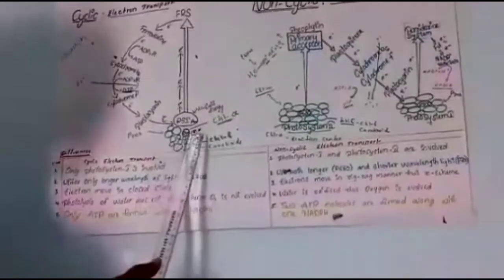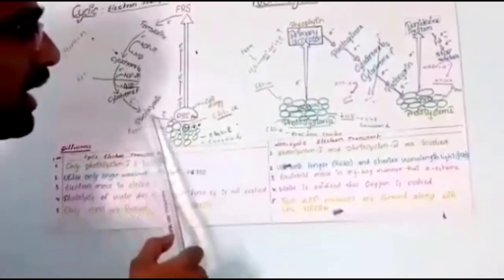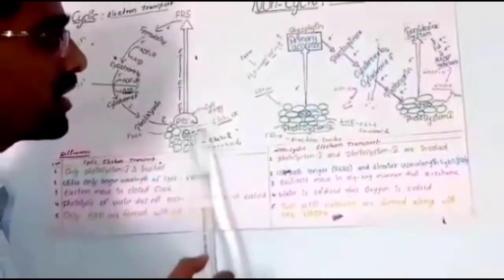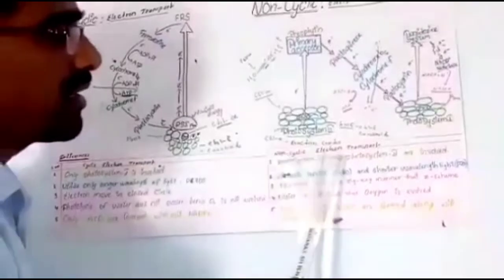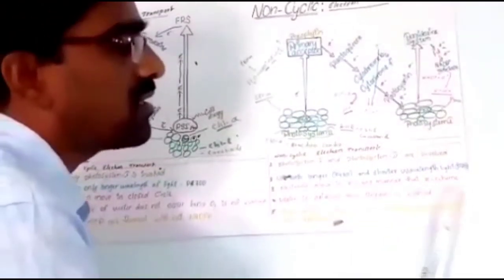Here you see that the electron's movement starts from the reaction center, moves across the electron acceptors, and at last the electrons move back to the same reaction center. But in the non-cyclic process, the electron movement is different. Electrons move in a zigzag manner, or Z scheme.